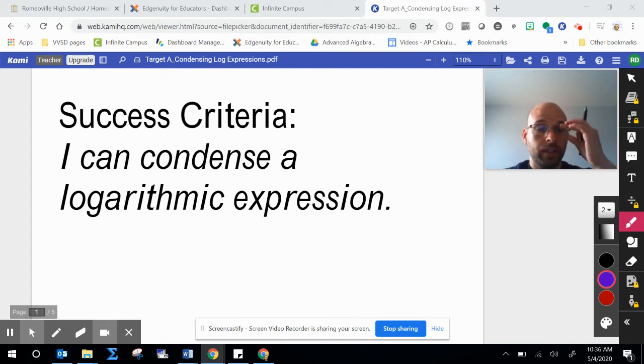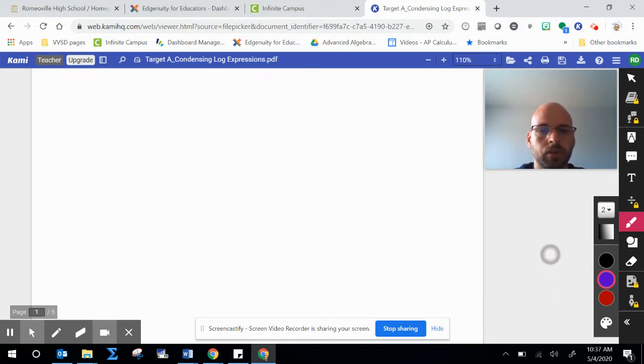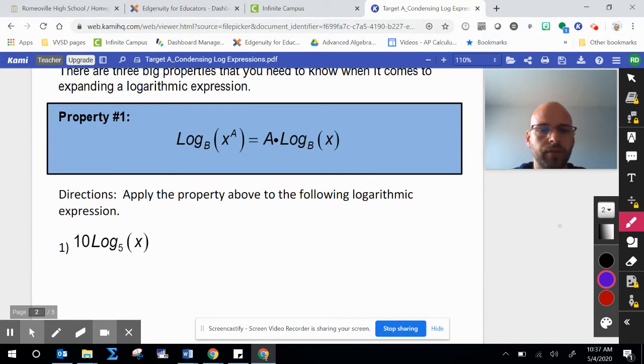Hello everyone. Today we're going to discuss how to condense a log expression using the three properties discussed earlier in those videos. So if we scroll down, we have a few problems here.